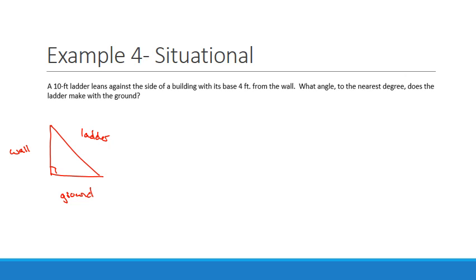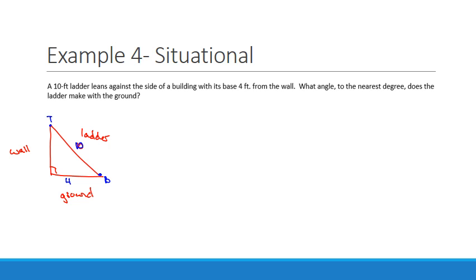So it's a 10-foot ladder, so I can put 10 there. Let's maybe make that a different color. So that's 10. And the base of the ladder is 4 feet from the wall, so that would be here, because this would be the bottom of the ladder right here. So I could say bottom, and I could say top right there.